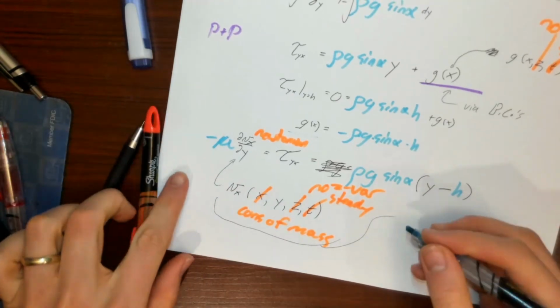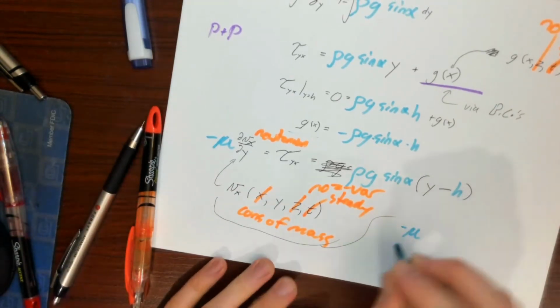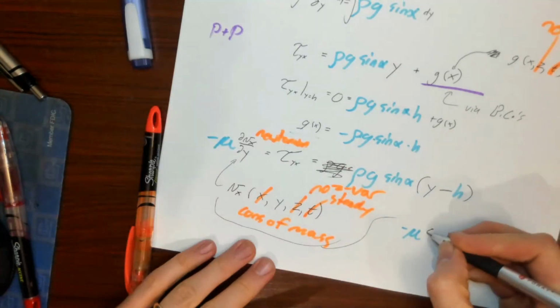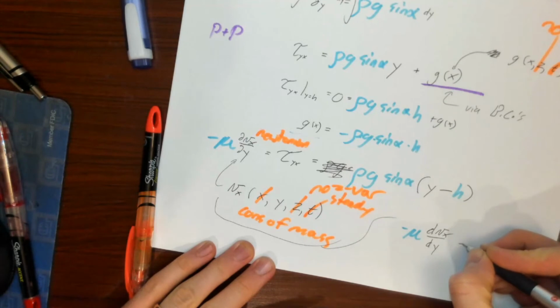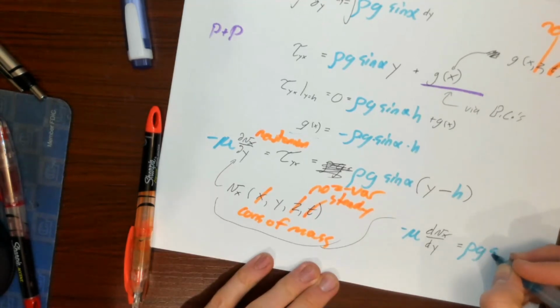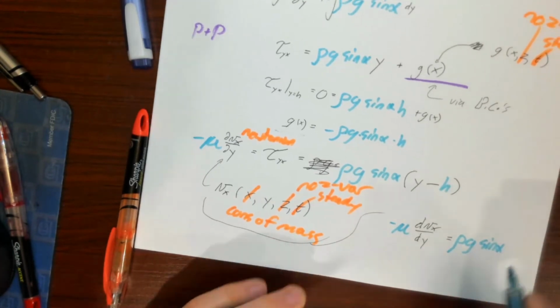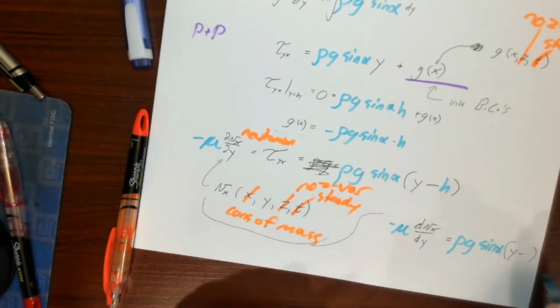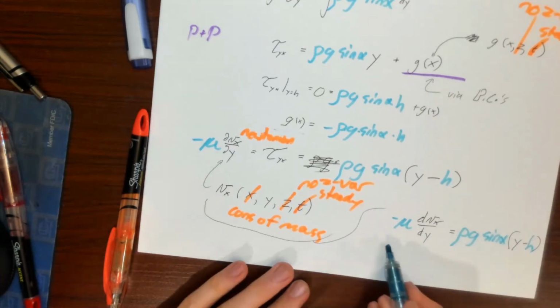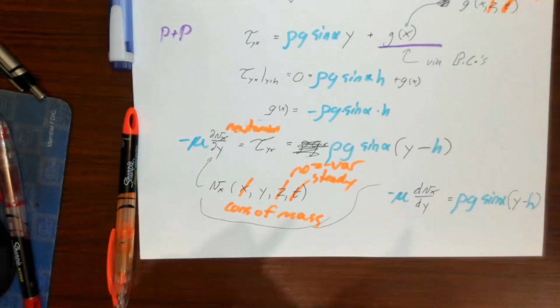So what does this mean? We can now basically say minus mu times dvx dy is equal to rho g sine alpha times y minus h. And let's see if we can solve this differential equation.